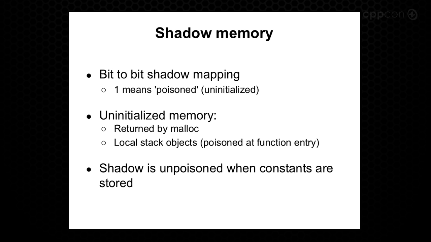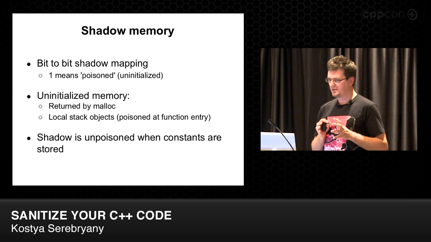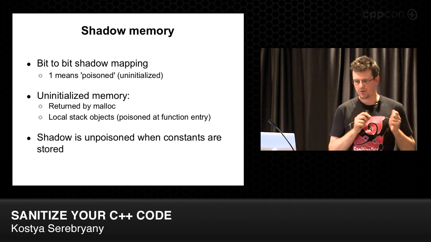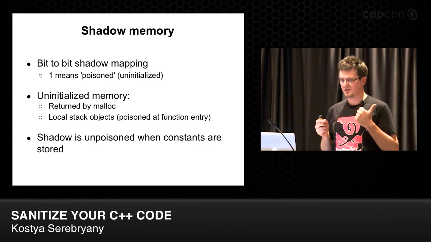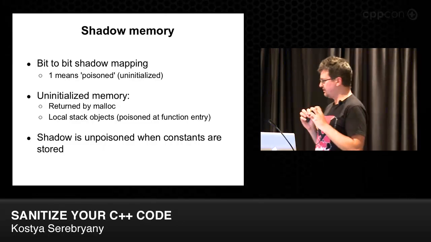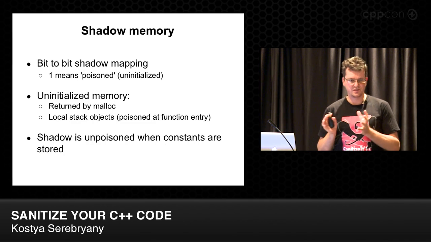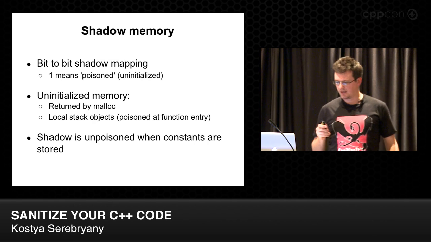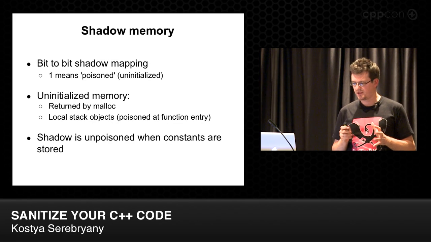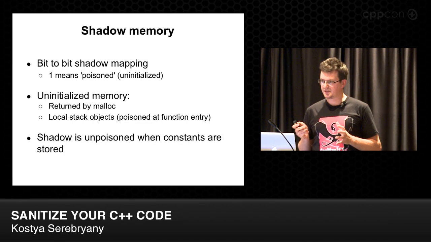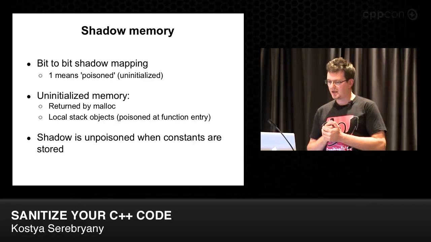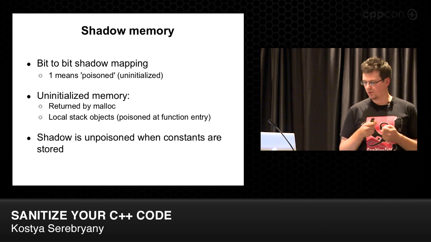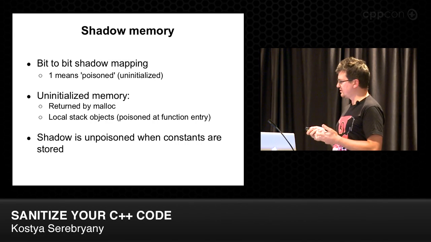Again, we play with the address space, but now shadow memory is extremely simple in concept. It is bit to bit. So we shadow every bit of the application with 1 bit of shadow. And if that shadow bit is set, if it's 1, it means that the corresponding application memory is dirty. It is uninitialized. There is garbage. Uninitialized memory comes from two sources. First, it comes from malloc or operator new. And second, it comes from local stack objects when they appear at the beginning of the function. The memory is unpoisoned, or initialized, when something stores a constant into that memory.